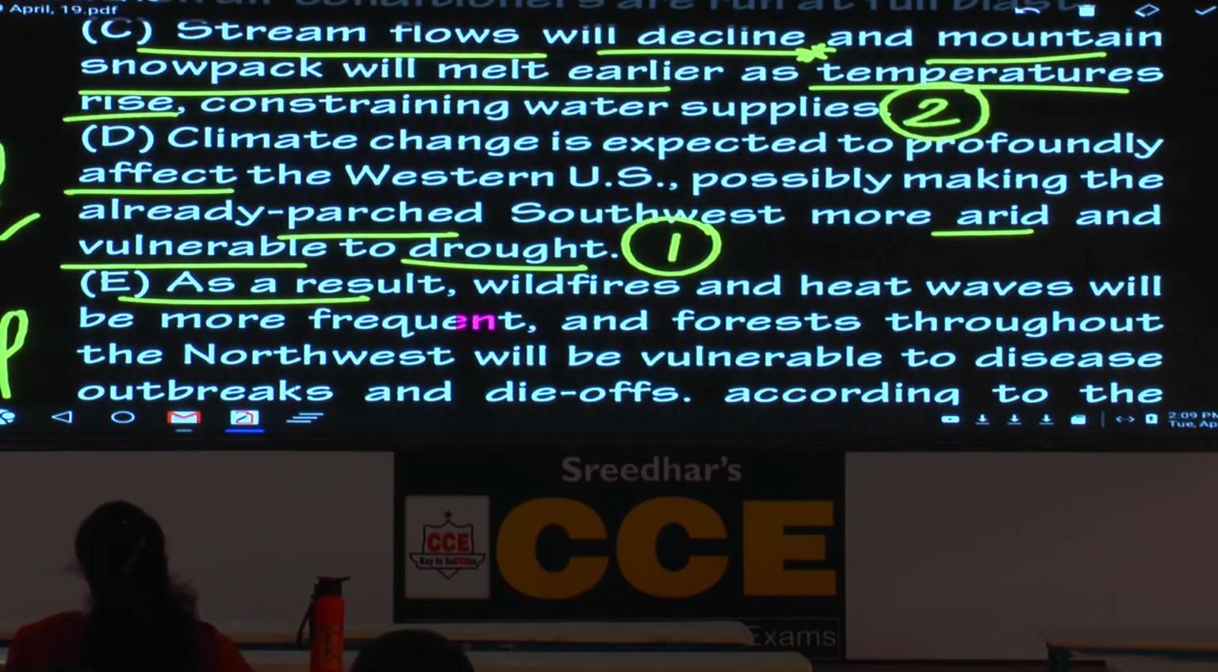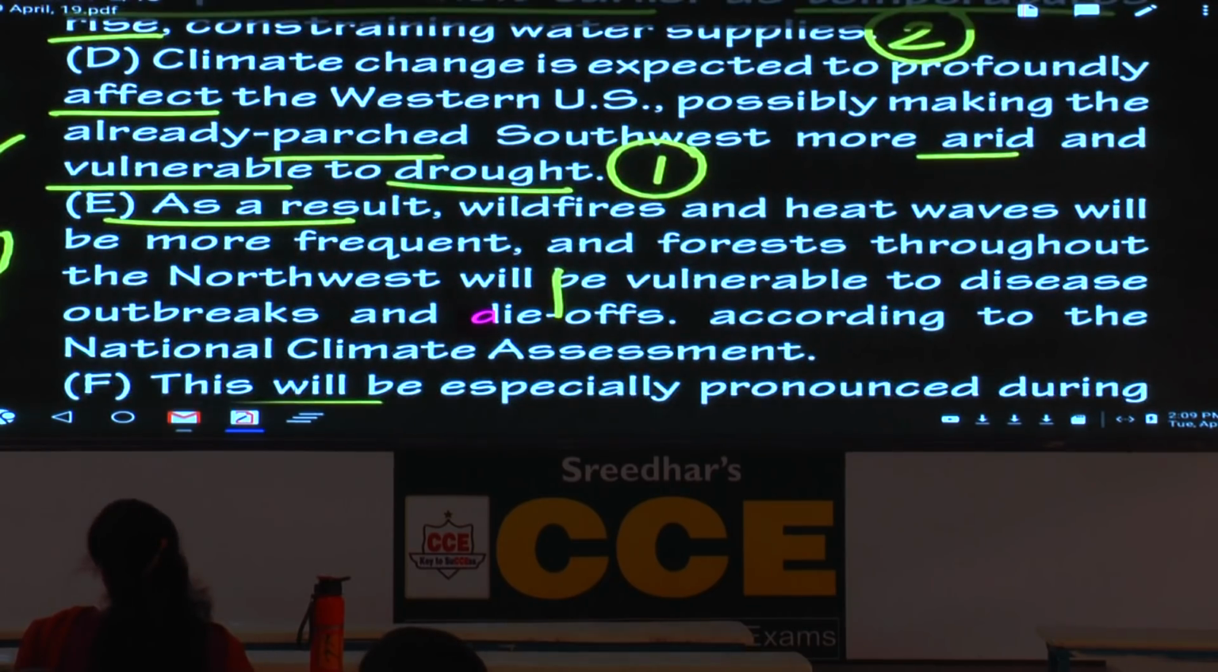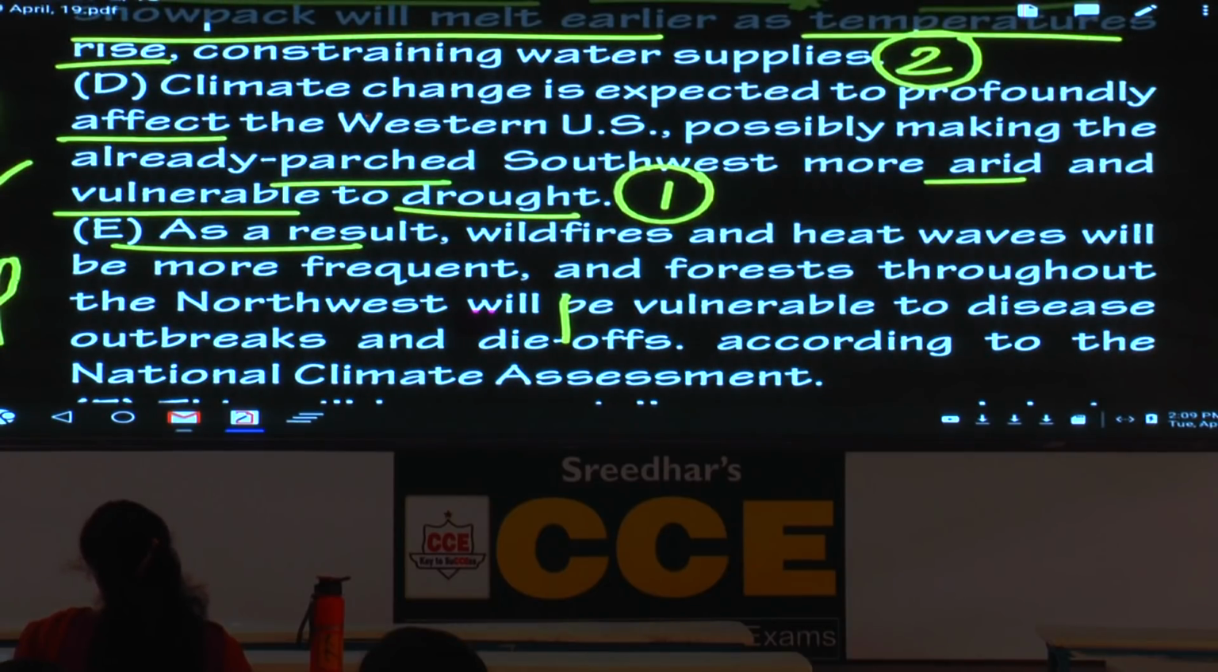Now if at all any doubt, please already have underlined temperatures rise. Based on that, what is the third sentence? He talks about the impact of a rise of what? Temperatures. As a result, wildfires and heat waves will be more frequent. You got it? When the temperatures rise, what is the result? Wildfires and heat waves will be more frequent, and forests throughout the northwest will be vulnerable to disease outbreaks.